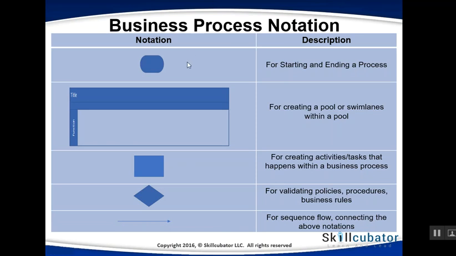The first notation is basically used for the start and end events. When you want to start your process or when you want to end your process, you will be using this notation. We call it start event or end event. Depending on the tool you use, this notation might slightly differ. Some tools have circles, some tools have a different notation, but more or less it will be a circular notation, a circle or similar to this.